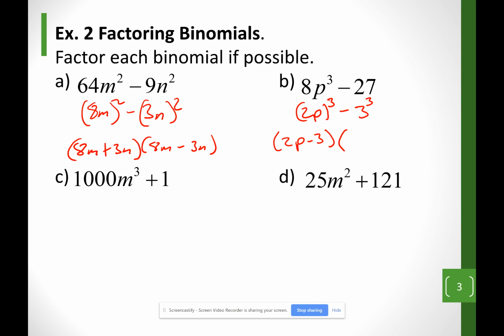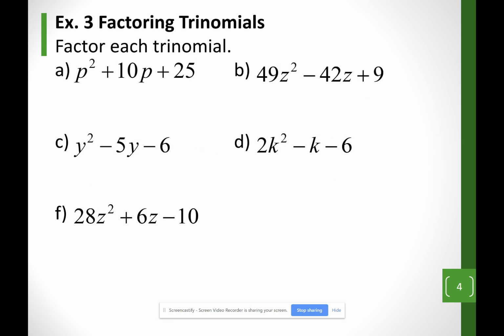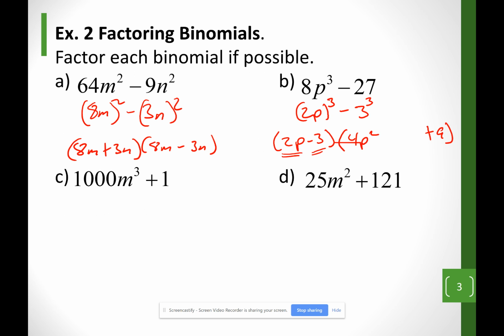Now, my second parenthesis is going to be long. For my second parentheses, I square the first term. So 2p times 2p gives me 4p squared. I square the last term, negative 3 times negative 3, and I'm going to finish with a 9. So that's how I know how I'm going to start it and how I'm going to finish. Now my middle term: because my first parenthesis has a minus, I always have to go with the opposite sign. So I'm going to do plus. And I multiply the two terms of the first parentheses. 2p times 3 gives me 6p. That's my factoring on that one.